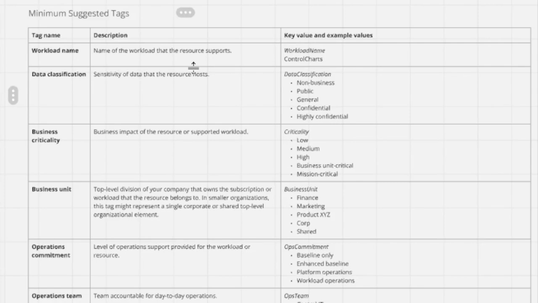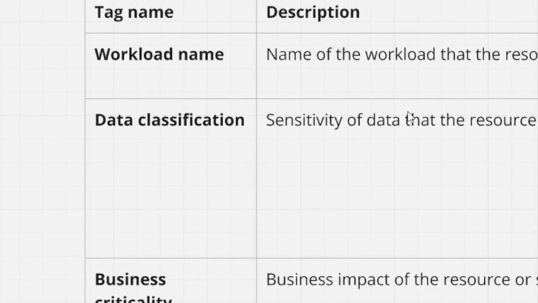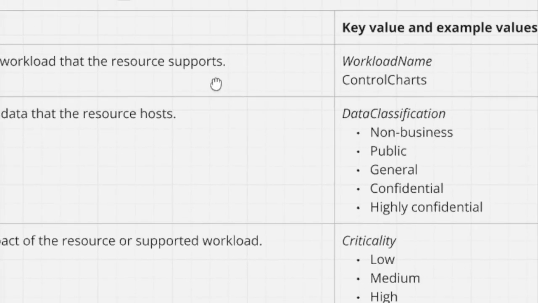So Microsoft published a list of minimum suggested tags. These are tags that they suggest that you use throughout all of your resources in your environment. At the top of that list is workload name, the name of the workload that the resource supports. So what this would be for is if you had a particular application or workload inside your Azure environment that had a lot of components to it. For instance, maybe it's a website portal or finance application. It has a backend SQL server or Azure SQL databases. It has storage, and it has a web part running with a plan, maybe function apps.